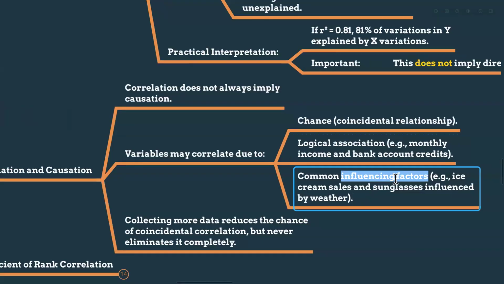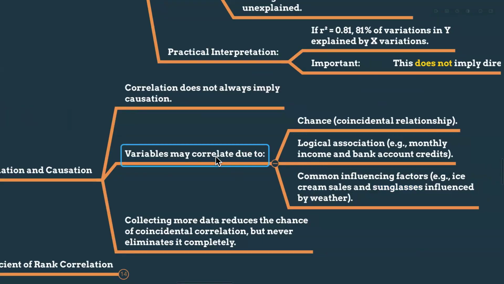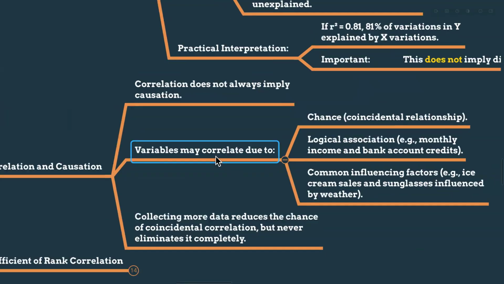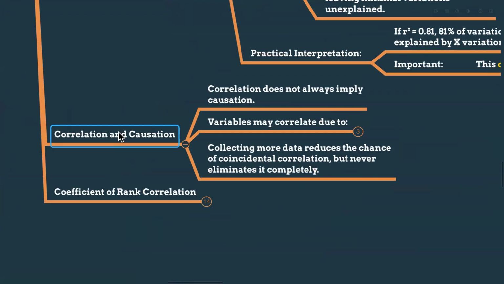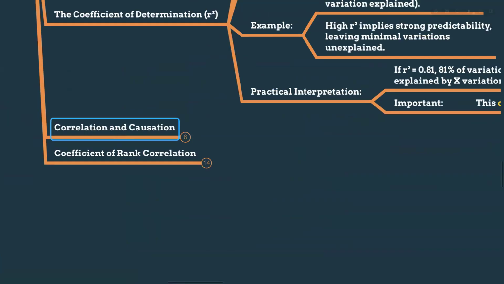So common influencing factors, like ice cream sales and sunglasses, are influenced by weather. So there is no direct causation in correlation. Collecting more data reduces the chance of coincidental correlation, but never eliminates it completely, right? So in correlation, we cannot have direct causation.